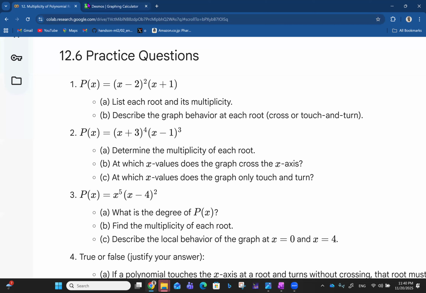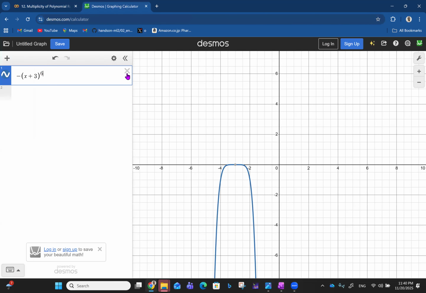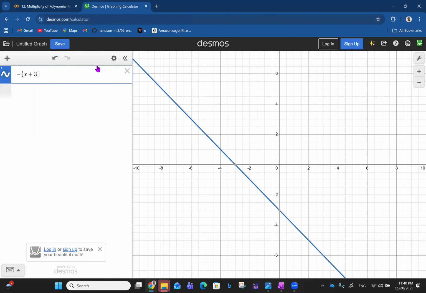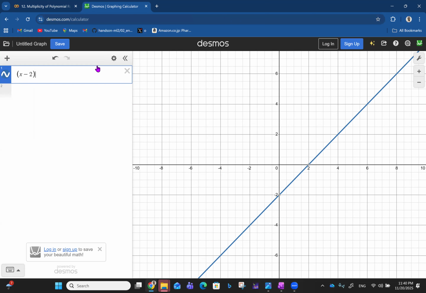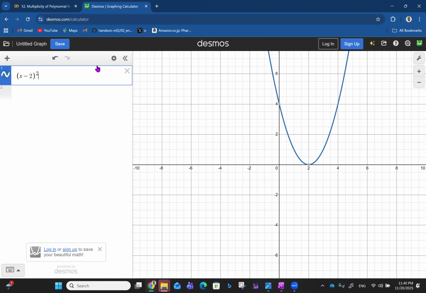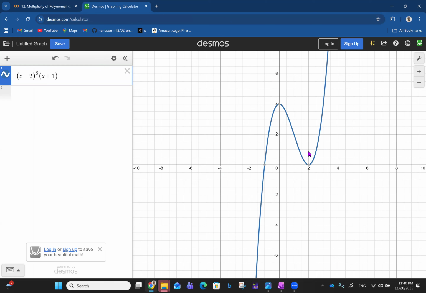So x minus 2 squared, x plus 1. Okay, x minus 2 squared into x plus 1. So you see that it touches at 2 and turns, but at minus 1 it just crosses right here. So as you can see, that's the deal right there.